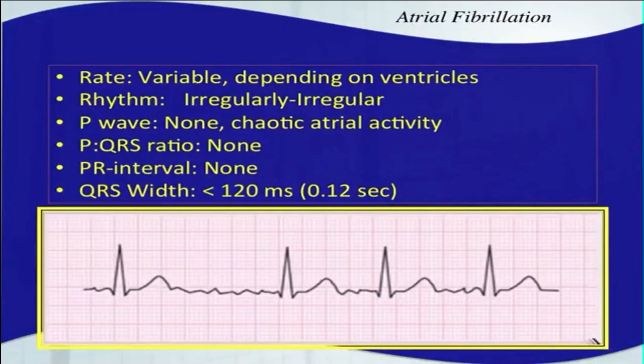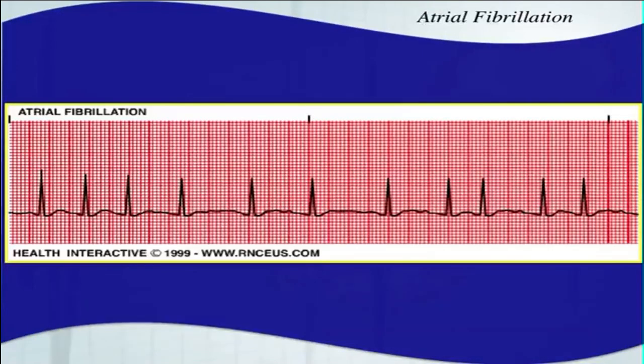So again, there's no P waves. You have chaotic atrial activity, if any, that you can see on an EKG. There's no P wave, so there's no PQRS ratio. There's no P wave, so there's no PR interval. And your QRS width should stay narrow, less than 3 small boxes. Since AFib is such a common arrhythmia, I'm going to show many examples of this.